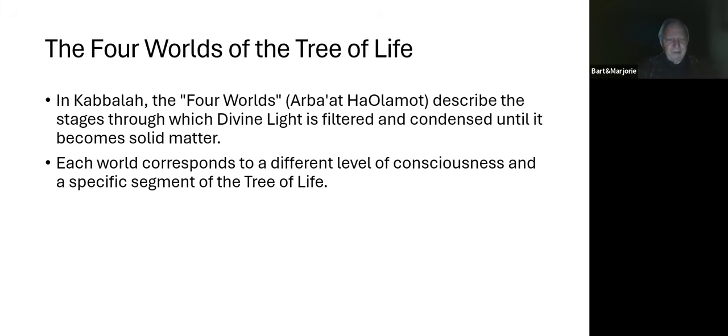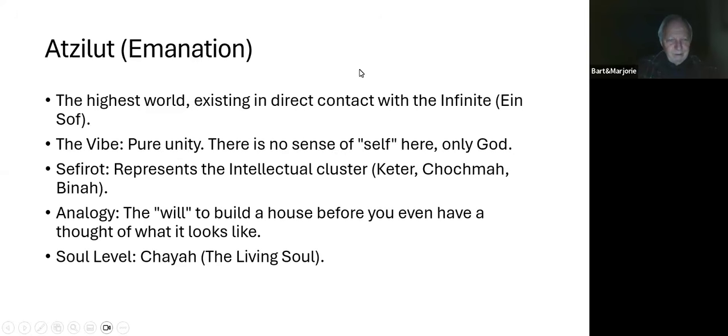There are the four worlds of the tree of life. The four worlds describe the stages through which divine light is filtered and condensed till it becomes solid matter. Each world corresponds to a different level of consciousness in a specific segment of the tree of life. The Absolute, or emanation, the highest world, existing in direct contact with the infinite, or Ein Sof. There's the pure unity, no sense of self here, only God. There are Sephiroth representing the intellectual cluster, the Keter, the Chokmah, and the Binah, and the analogy is the will to build a house before you even have a thought of what it will look like.